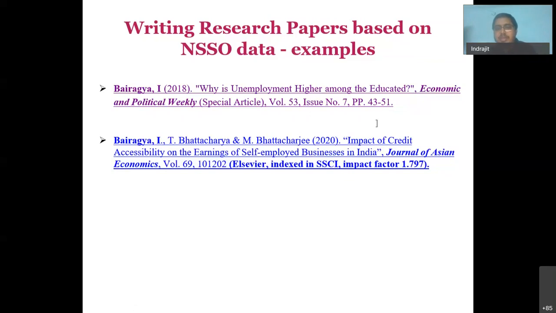Is the paper visible, Biju? Yes, sir, the slide is visible right now. Not the slide, I have opened the paper, why is unemployment higher among the educated? Is it visible? No, sir. The paper is not visible. Okay, not visible.